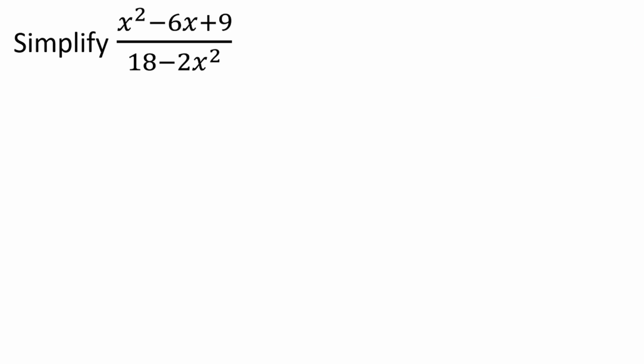Let's try x squared minus 6x plus 9 divided by 18 minus 2x squared. You always want to check if a GCF can be factored out first, and we can on the denominator. We can rewrite the denominator as 2 times 9 minus x squared.